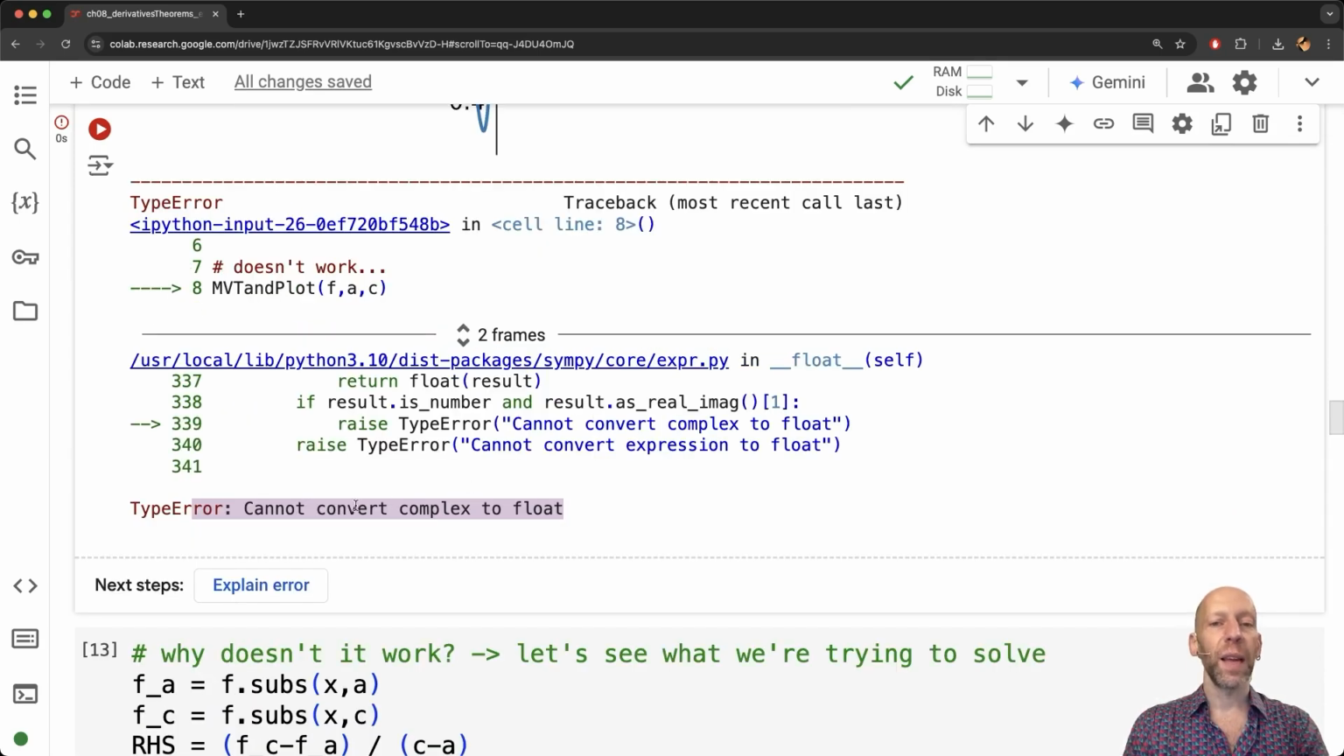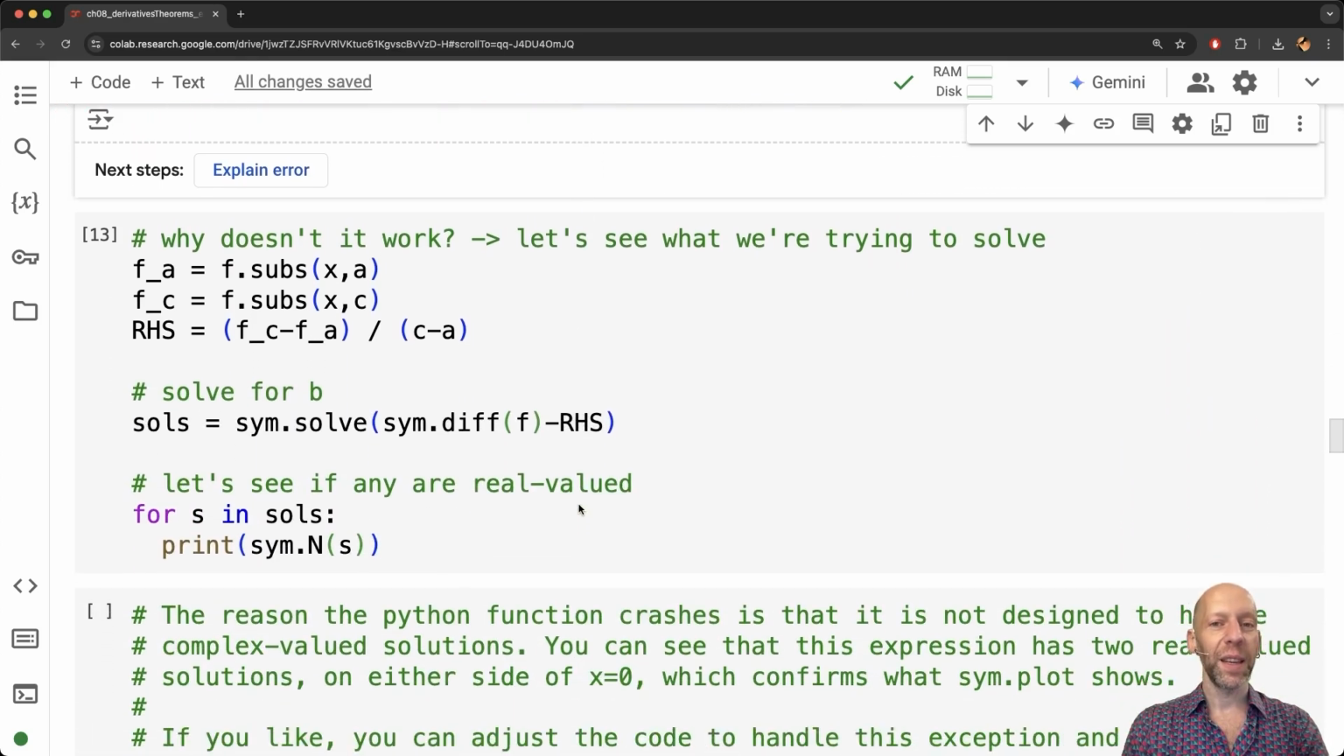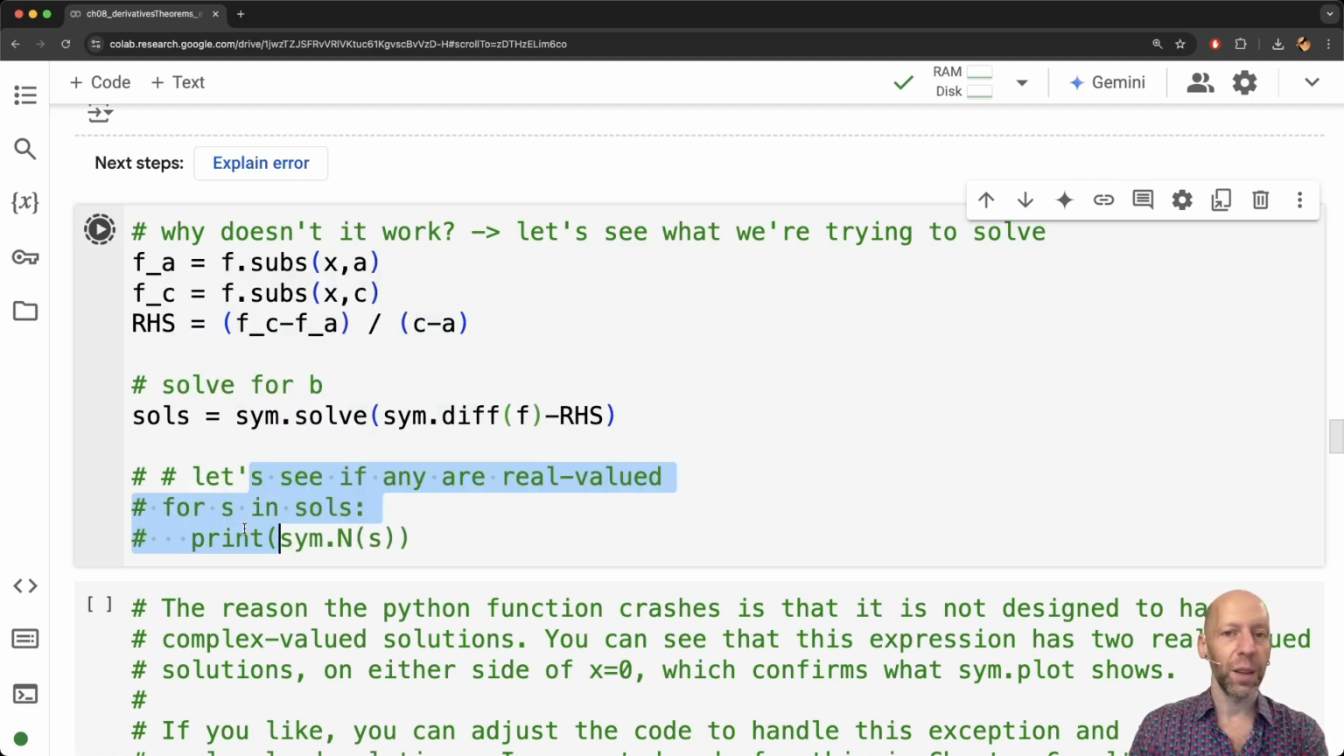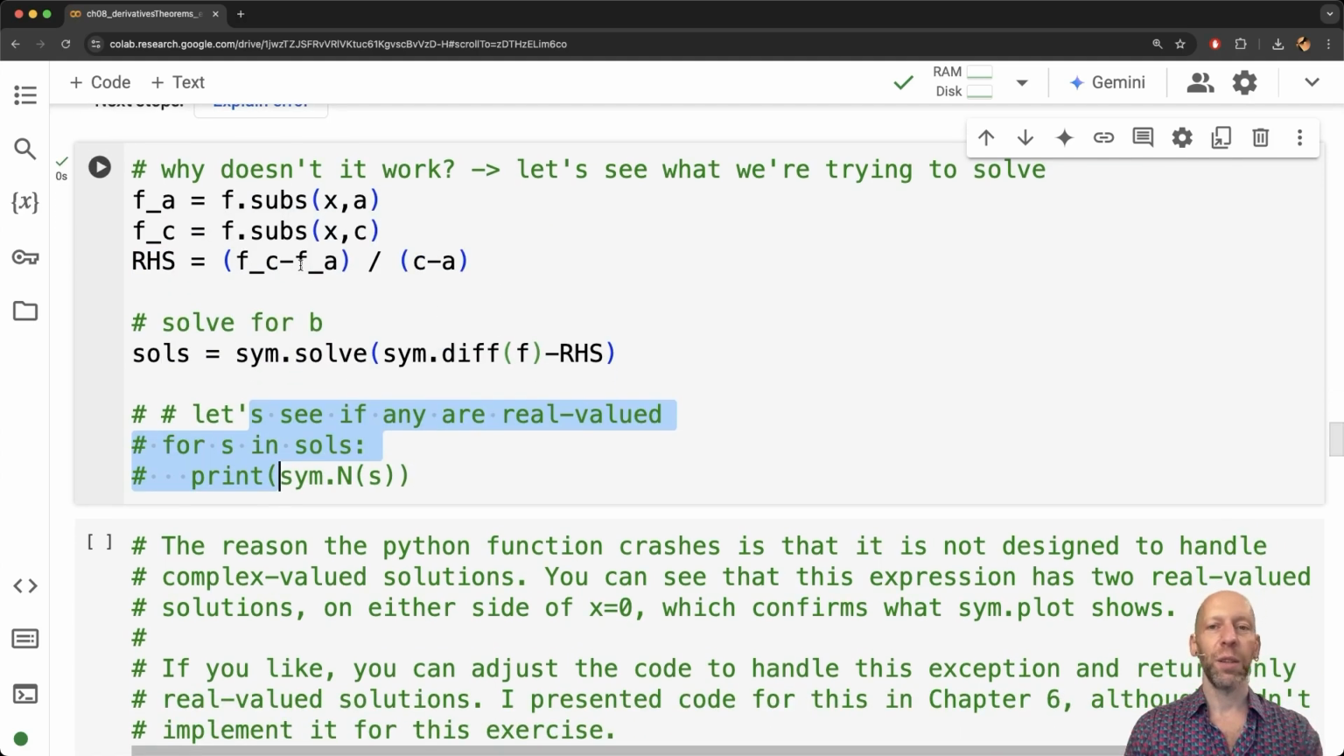So what does this error message mean, and where does it come from, and how do we resolve it? Okay, well, digging into this function, here I'm just rewriting pieces of the code to solve just the one specific part of the mean value theorem problem, where we build the right-hand side of the equation to find b, and then we try to solve it. First I'm going to run this code and see that this works fine. So there's nothing wrong with this code here.